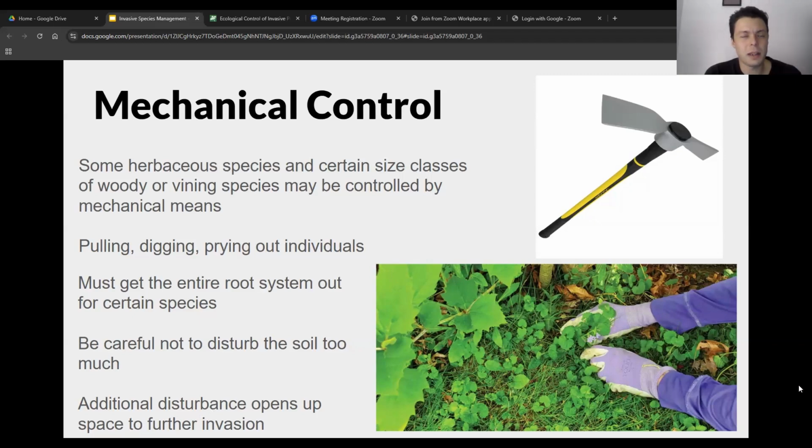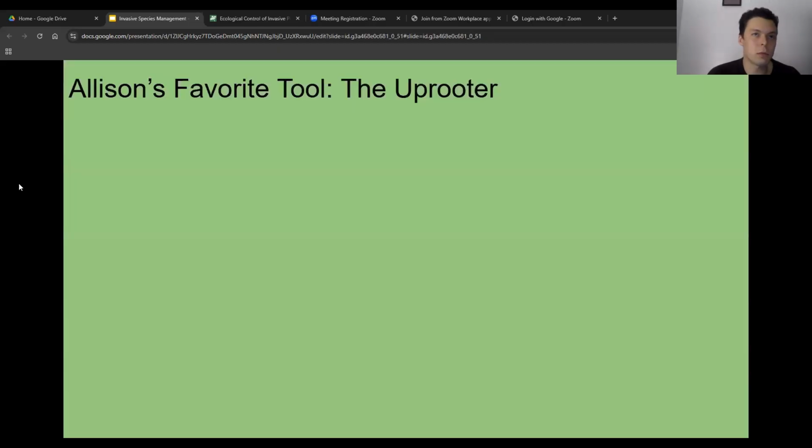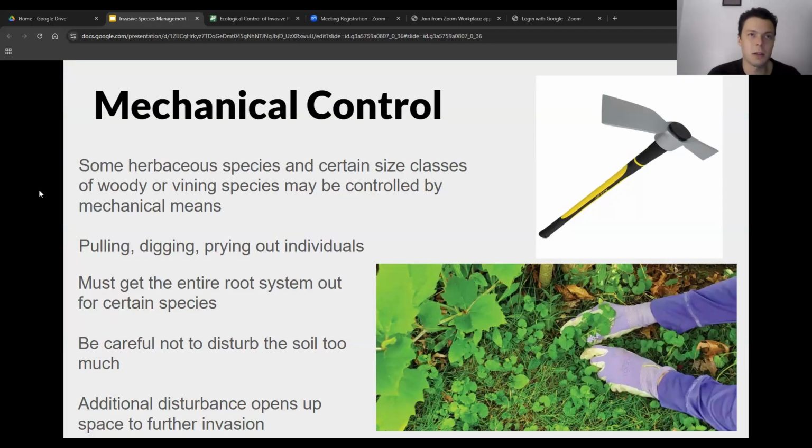So, for example, Canada thistle. It's an herbaceous, really nasty invasive, and it is clonal. So it's forming a network and it spreads underground. You can pull all of those up in your yard and they will be right back because you are not able to get the entire root system out.